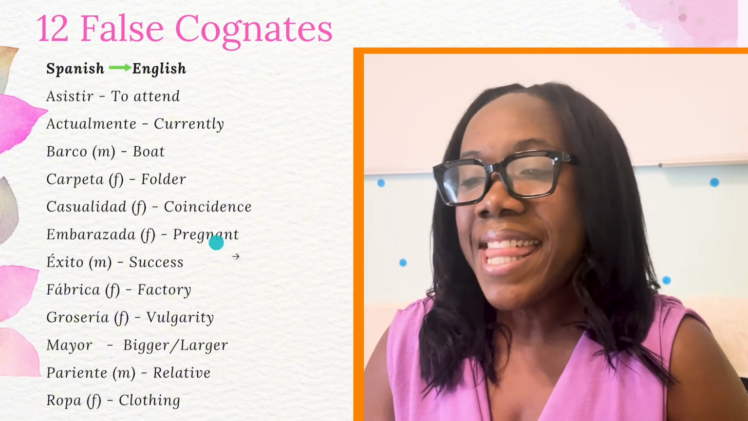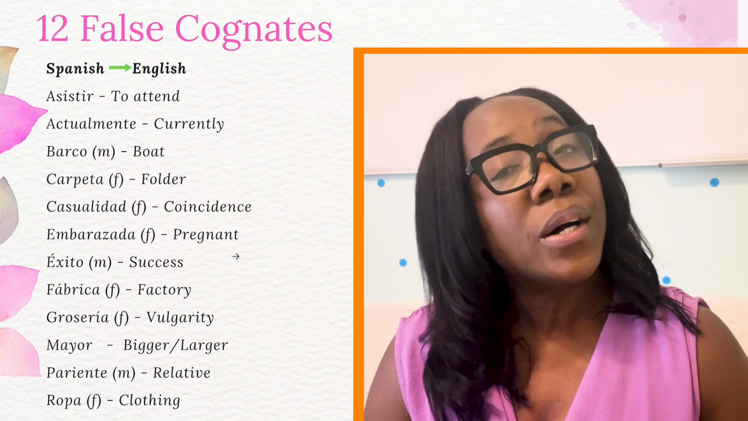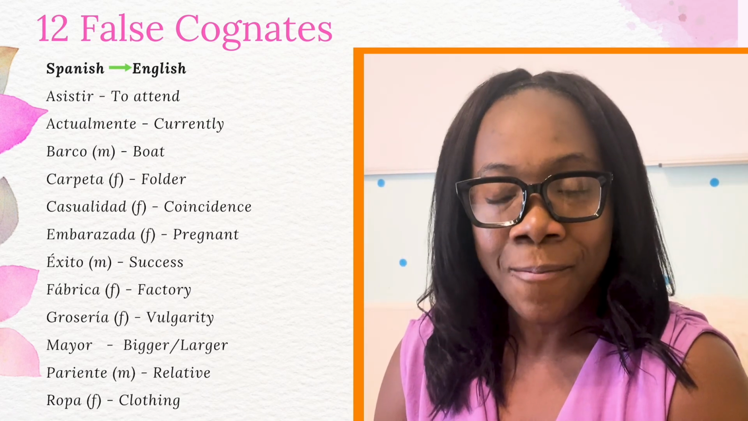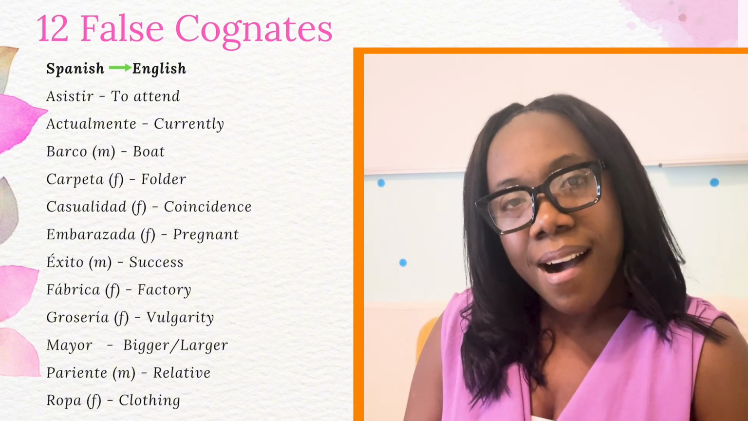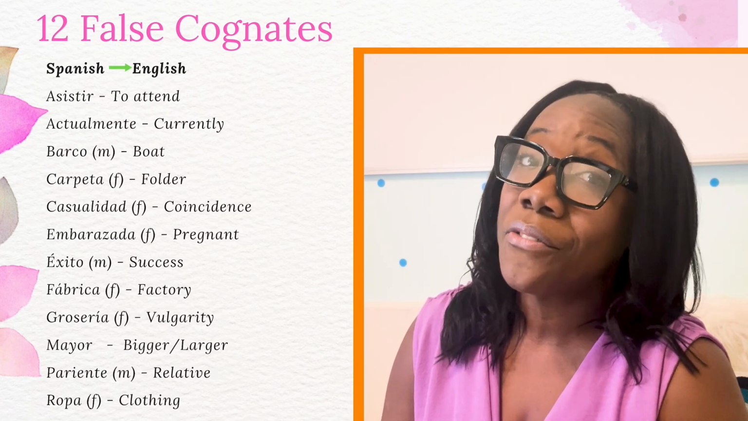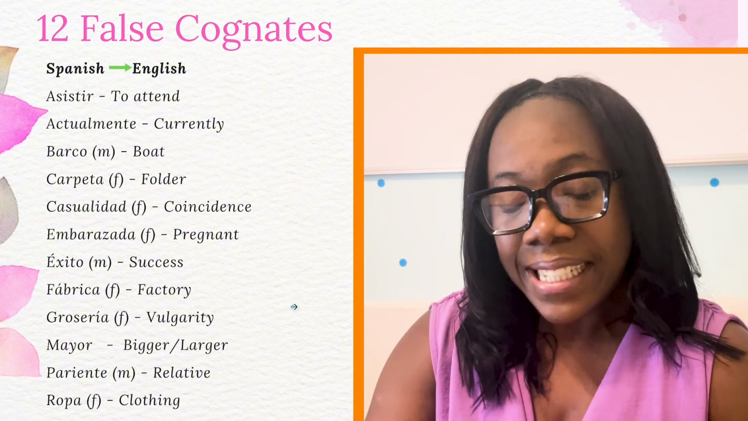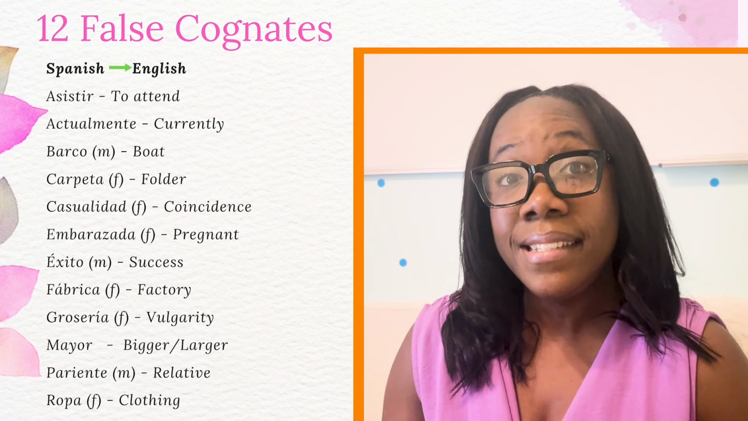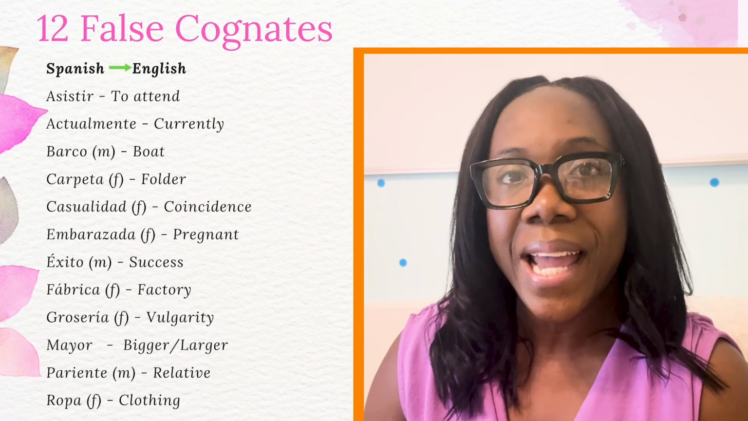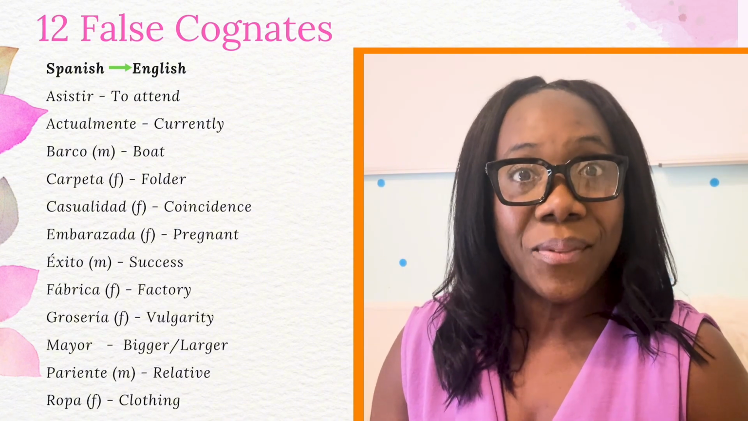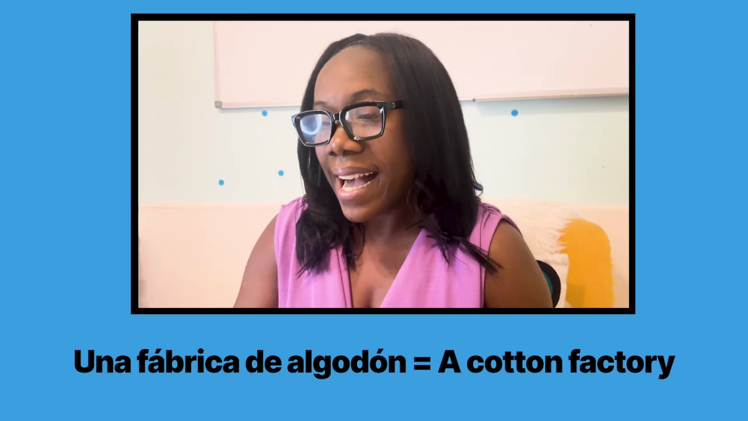All right. And then we have el éxito, which may look like an exit sign, but it actually means success. And in this case, you can think of success as kind of your exit ticket. So hopefully that helps you to remember that the Spanish word for success is el éxito. All right. And then la fábrica doesn't have anything to do with the fabric of your clothing. It means factory. Okay, so a cotton factory, for example, sería una fábrica de algodón. Okay, una fábrica de algodón.